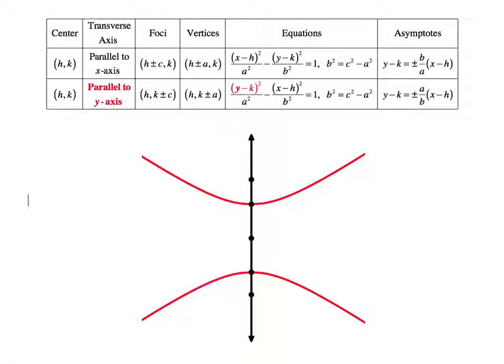And we saw that that means that if we were to sketch this hyperbola, we would have a transverse axis parallel to the y-axis. Okay.